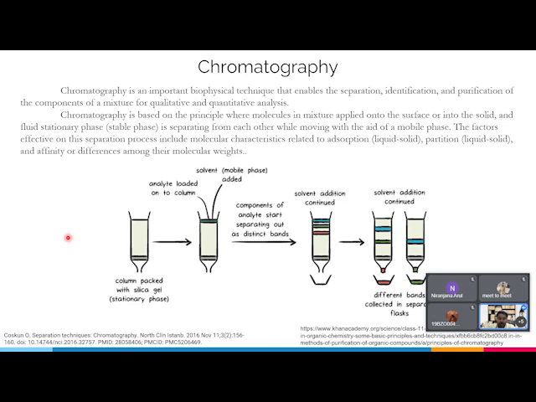So first, the major thing is what exactly is chromatography that we are talking about. Chromatography is an important biophysical technique that enables the separation, identification, and purification of the components of a mixture for qualitative and quantitative analysis. Essentially, if you have a mixture of various things and you want to separate them based on various characteristics, could be the boiling point, the weight, the charge, anything, that can be done using the process known as chromatography. Chromatography is based on the principle where molecules in a mixture applied onto a surface or into a solid, and a fluid stationary phase, are separated from each other while moving with the aid of a mobile phase. The factors effective on this separation include molecular characteristics related to adsorption, which is a liquid-solid interaction, partition, affinity, or differences among molecular weights.